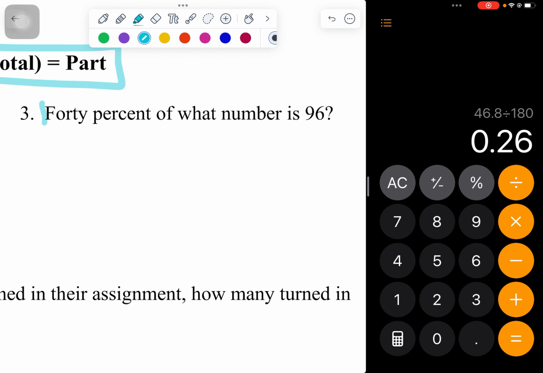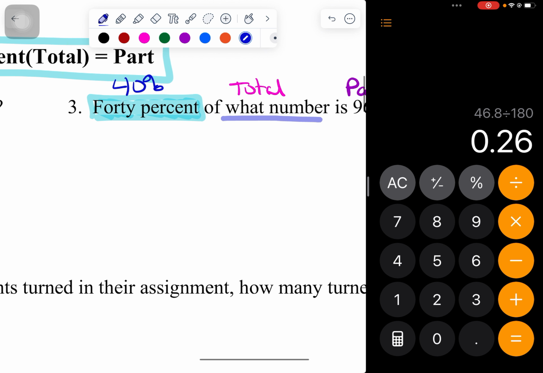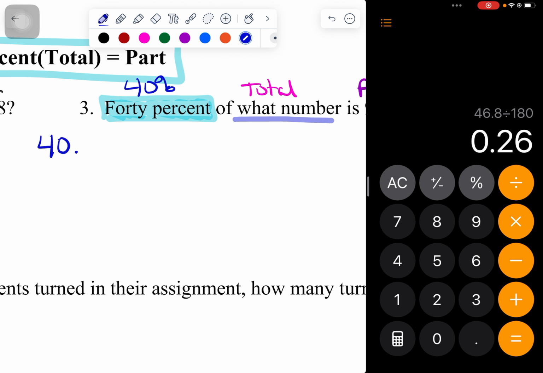All right, part 3. Let's see what we got here. We have 40%. All right, so there's obviously my percent of what number? So I don't know what my total is. Okay, that's the part I'm missing. Is 96. That is the part. So percent, we've got 40% here, which is equivalent to, I'll write this off to the side here, 40%, there'd be a decimal right here. So I'm going to move it 2 places over.